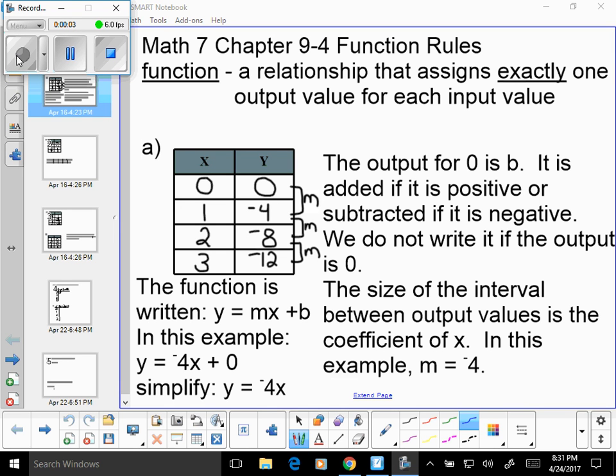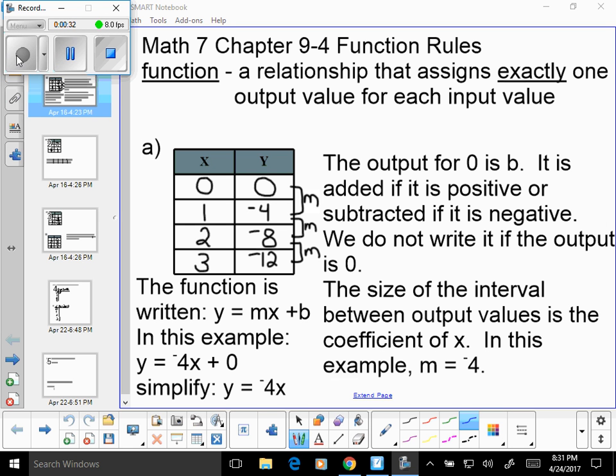Welcome class to chapter 9-4, which is function rules. A function by definition is a relationship that assigns exactly one output value for each input value. That's the formal way of saying that for every x that I have, I should only get one y value if I have a function.